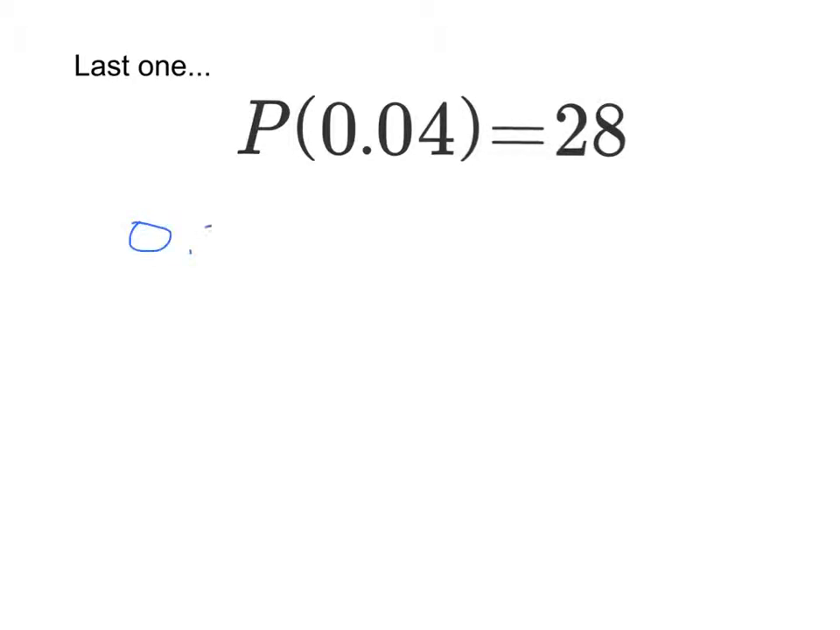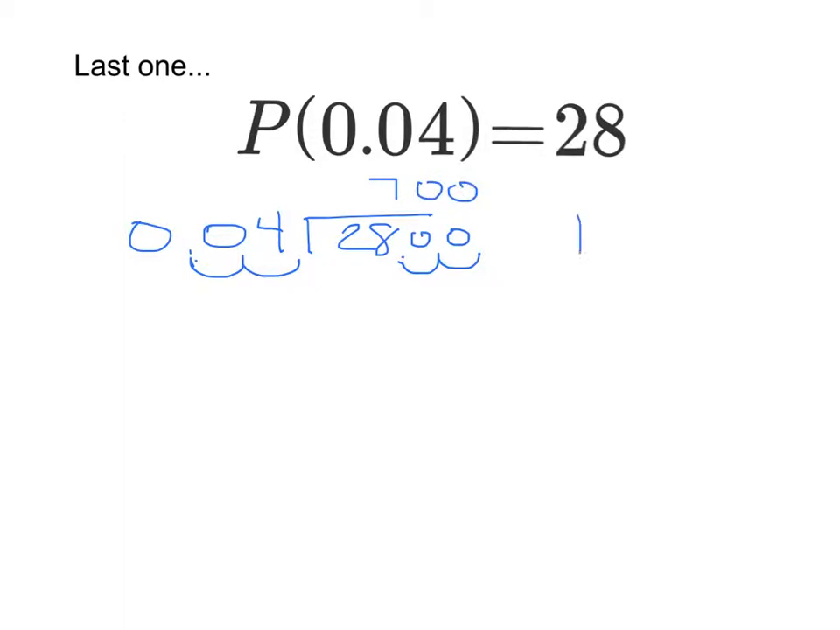If I am dividing 28 by 0.04, the first thing that I have to do is to remember to move the decimal point. In this case, I will move it 2 places, which means behind the 28, I would move that decimal place 2 places and add 2 zeros in. Now I can do my division. 4 goes into 2800 700 times. So p is equal to 700.